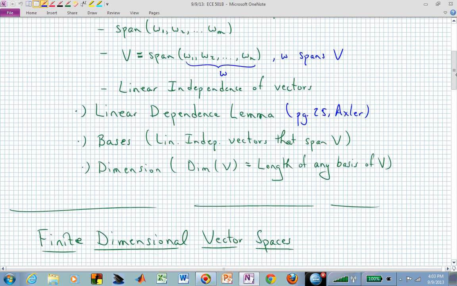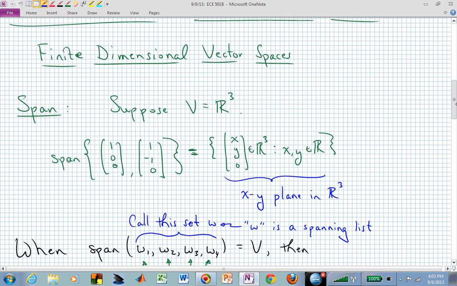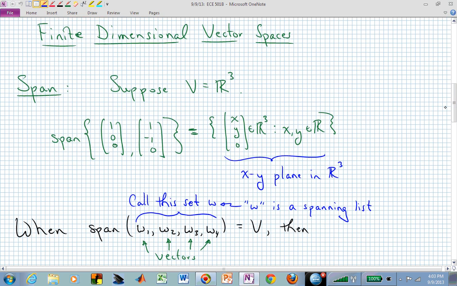That's what that means. Here's our quick review, just to bring us back up to the same location where we stopped. Chapter 2 was finite dimensional vector spaces. Chapter 1 was all of vector spaces, where they could be infinite dimensional. Now we're going to specialize that to be finite dimensional.